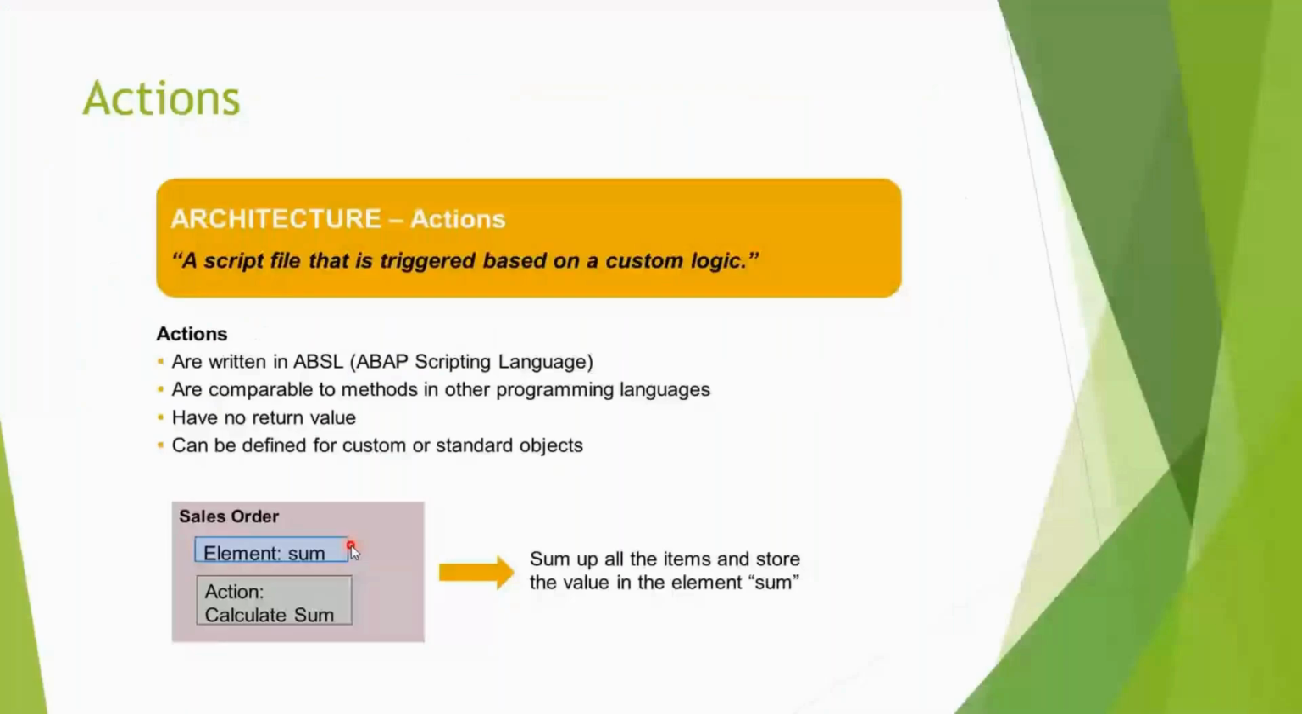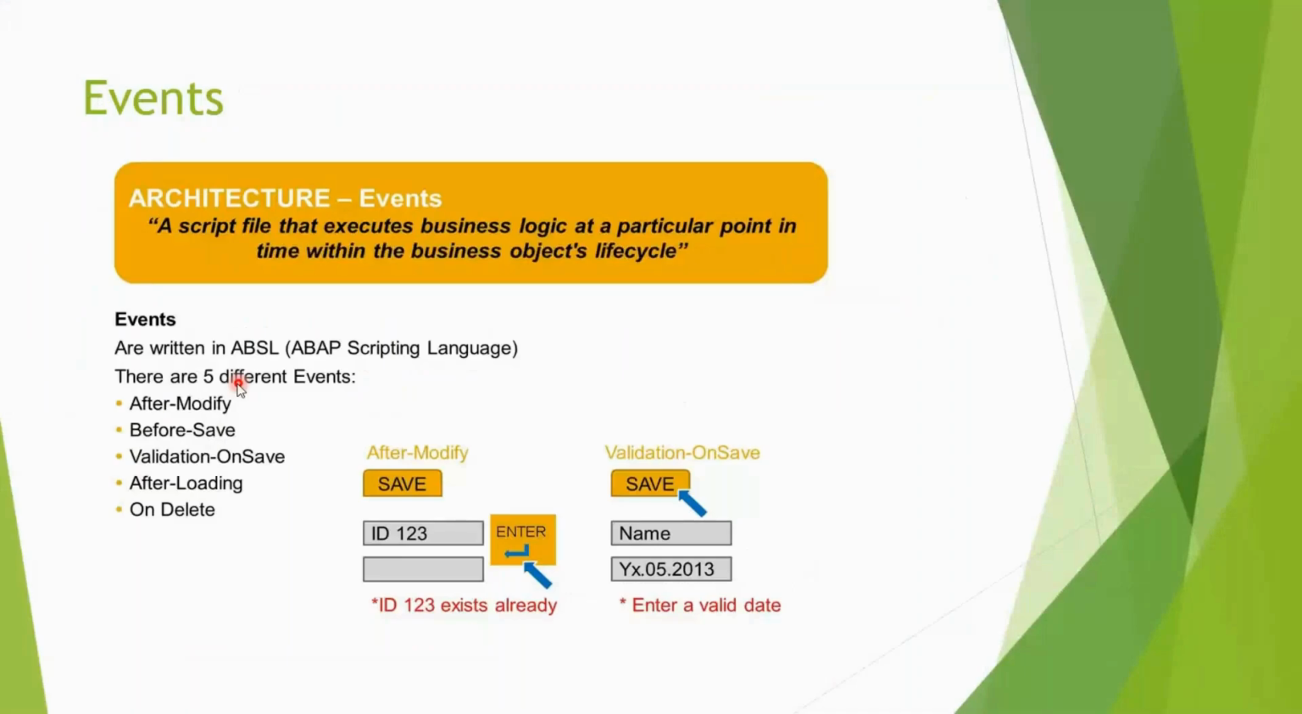And then yeah, that's what the events I just explained to you, right? There are 5 types of events: after modify, before save, validation on save, on delete, and after loading. Here you can see, after modify will trigger on any value change. Once you click on save, the before save executes, and after saving, validation on save will trigger. On delete is nothing but the deletion event.